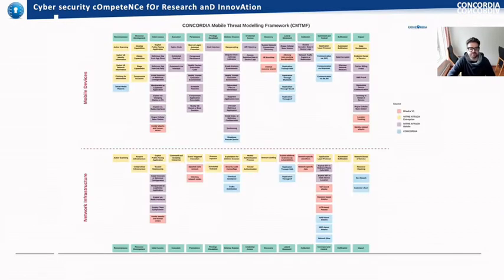The CONCORDIA Mobile Threat Modeling Framework is a compatible combination of the Enterprise, Mobile, and ICS matrices of the MITRE ATT&CK framework. Since it's not sufficient with the current techniques, we also proposed additional ones. This is the first iteration of this framework, and its intention is to adapt and grow as we see the need to accommodate more techniques as more attacks become known.